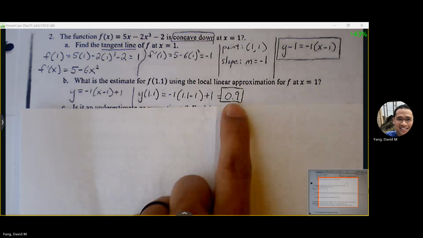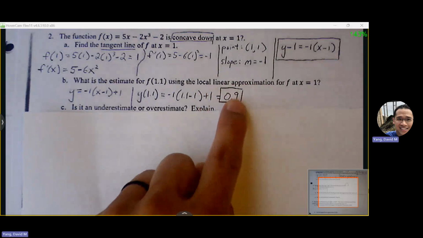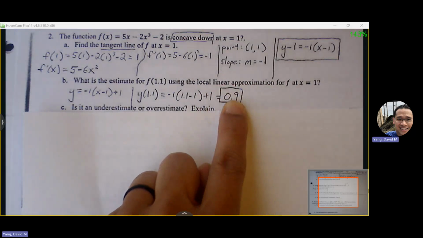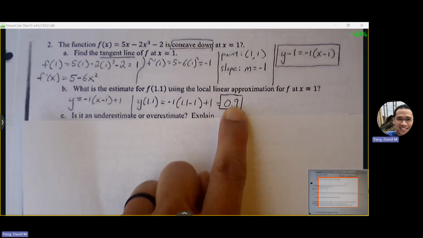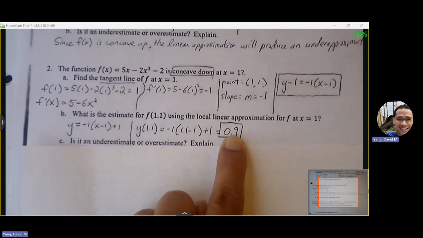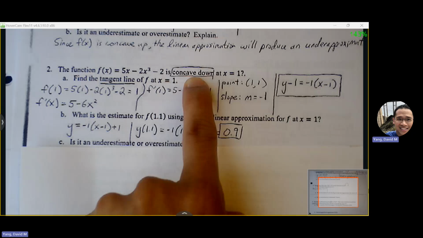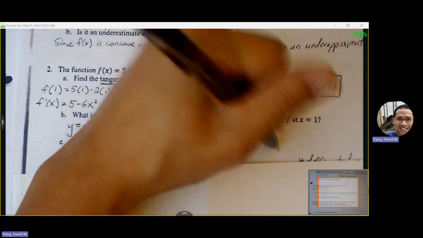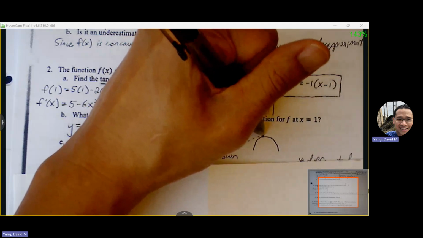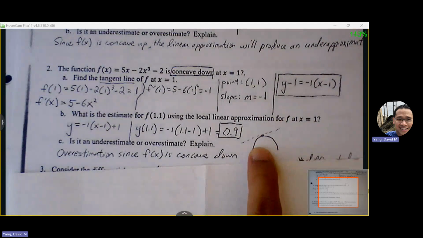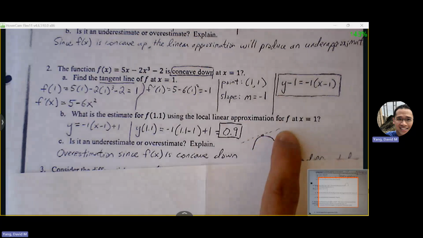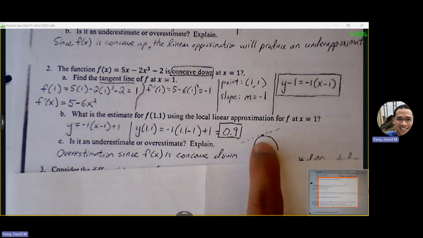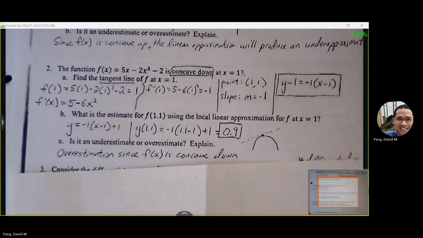so we're using the line to approximate the point on the curve. So now part C, is this going to be overestimation or underestimation compared to the actual value on the curve? Over because why? Concave down, right? So we can just convince ourselves by drawing the graph, right? No matter where my tangent line is, as long as my graph is shaped like this, like a U upside down, then my line is always going to skim the top of the curve. And I know that any point that lies on this line is going to be above the actual point on the curve. Overestimation.